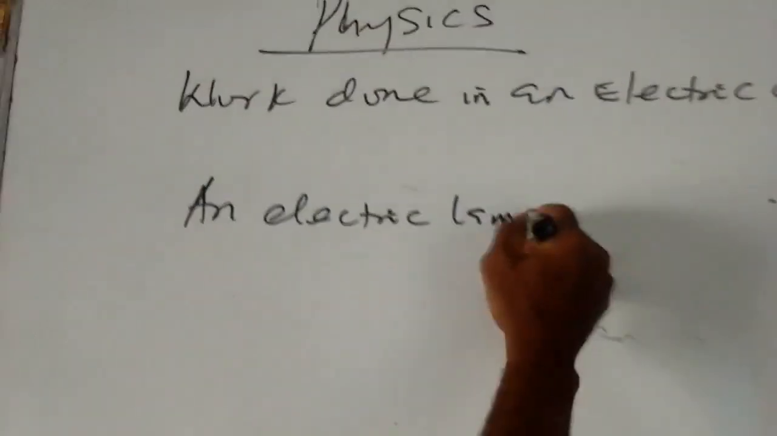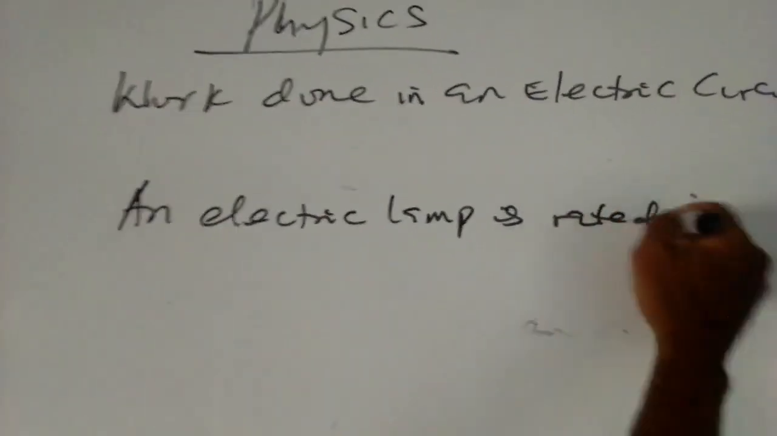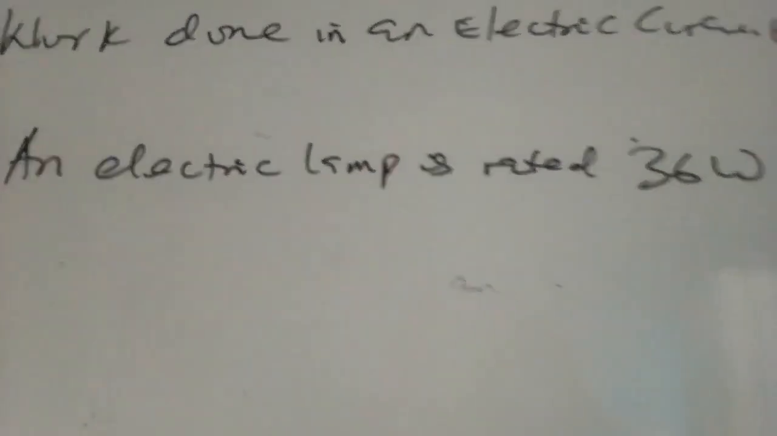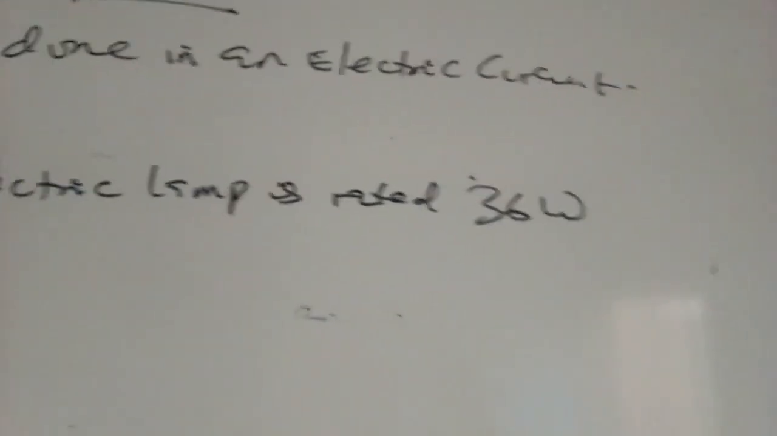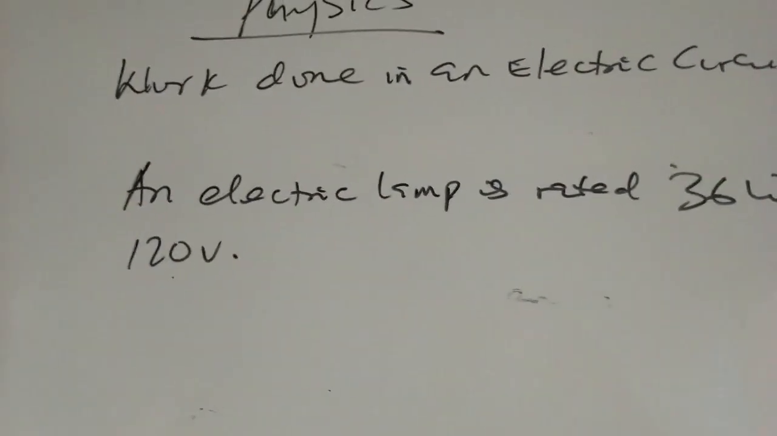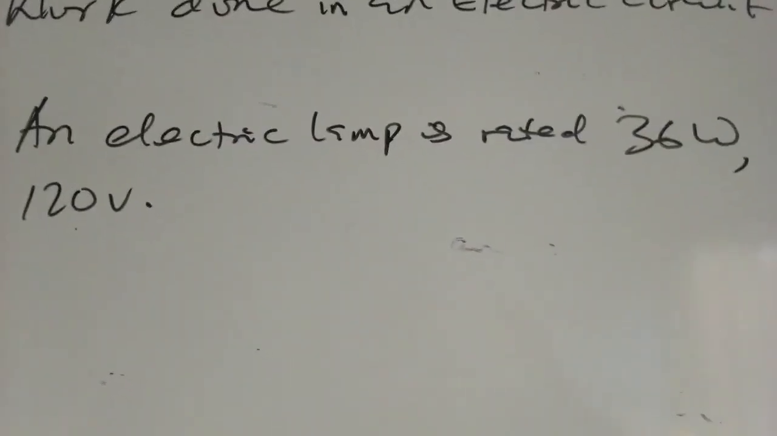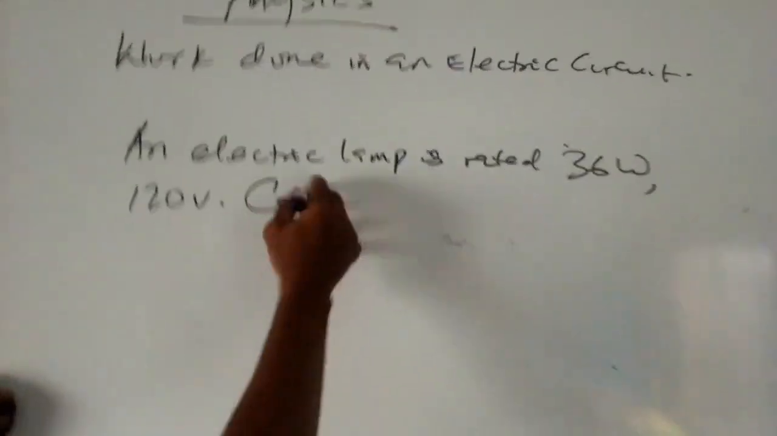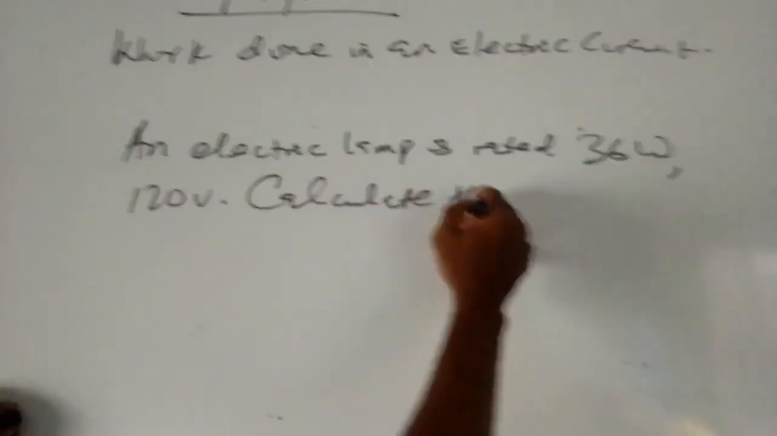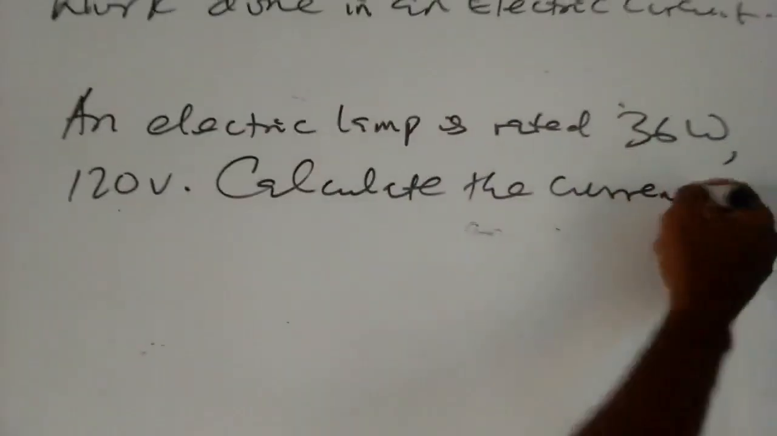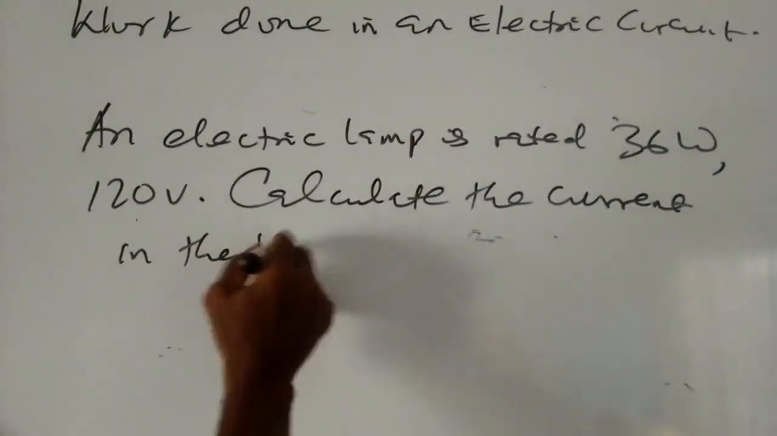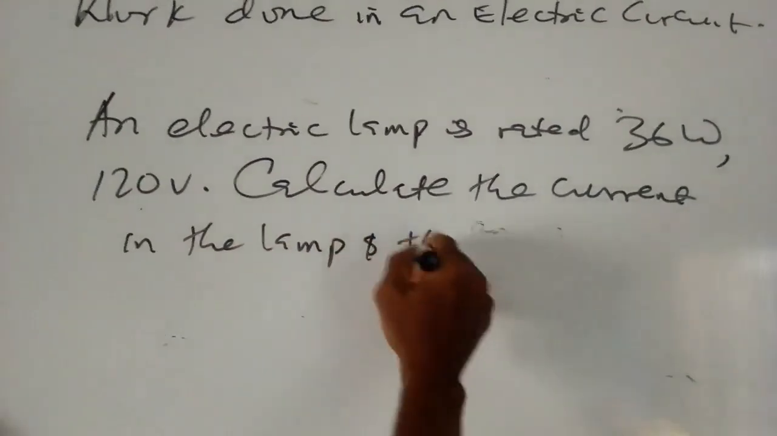The next question says an electric lamp is rated 36 watts, 120 volts. Calculate the current in the lamp and the resistance.